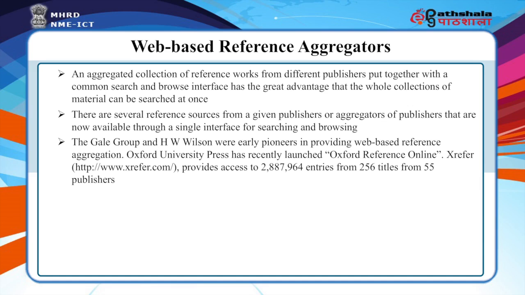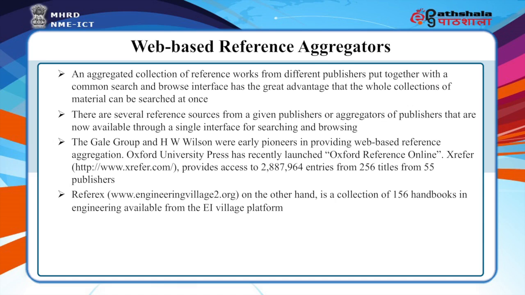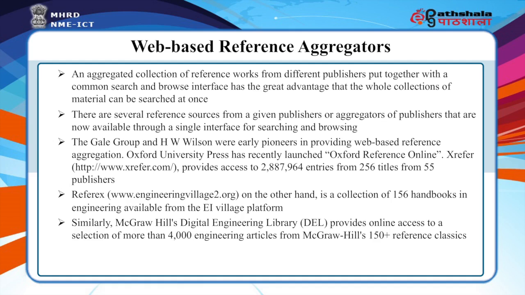The Oxford University Press has recently launched the Oxford Reference Online, that is XRefer, which provides access to 28,87,964 entries from 256 titles and 55 publishers. ReferX, on the other hand, is a collection of 156 handbooks in engineering available from the Knovel platform. Similarly, McGraw-Hill's Digital Engineering Library provides online access to a selection of more than 4,000 engineering articles from McGraw-Hill's 150-plus reference classics.